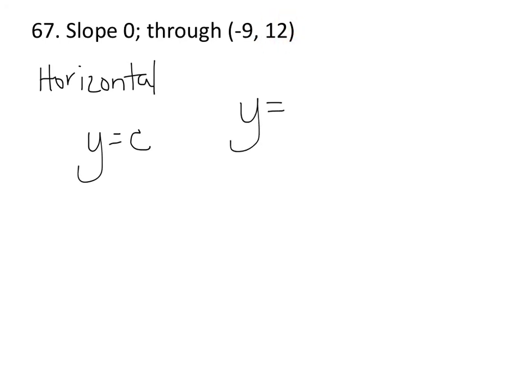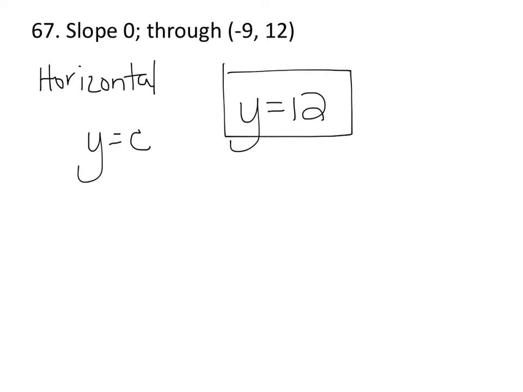Okay? Slope of 0. So what has a slope of 0? A horizontal line, right? And a horizontal line is just y equals c. And if you're writing y equals c, then you just look at the y value. So it's just y equals 12.